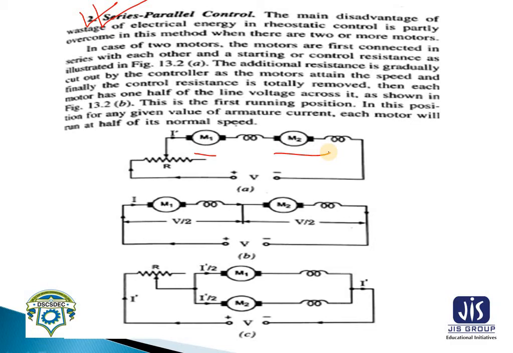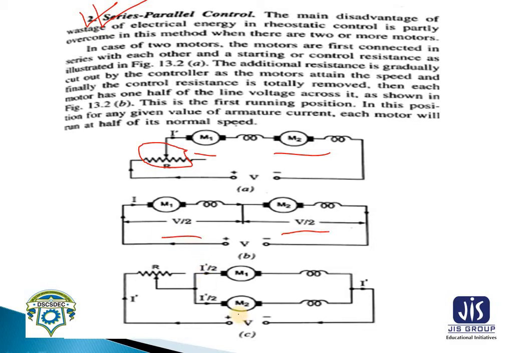And with the starting control resistance as shown in the figure, the additional resistance is gradually cut out by the controller as the motors attain speed. Finally, the control resistance is totally removed. So what happened? Let's see. This is the controlling resistance connected with this motor. Here 2 motors are connected together and one variable resistance is connected. And see, the total voltage is coming across here between the 2 motors and the total voltage is equally divided.